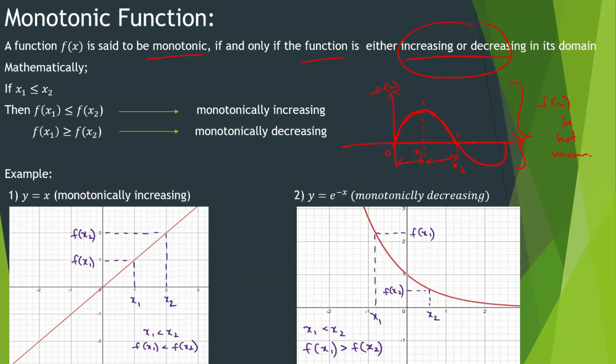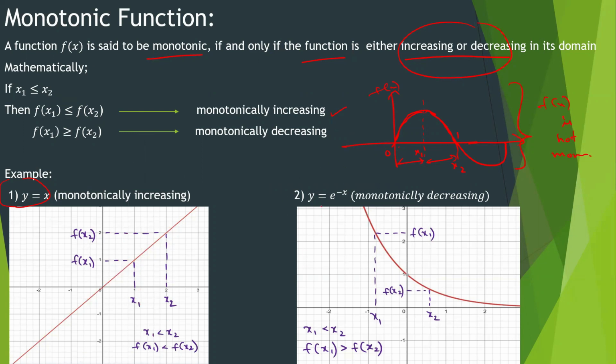Let us take another example. Suppose you see the graph y equals x, this was increasing, right? An increasing function. In order to say the function is increasing, if x1 is less than or equal to x2, my function f of x1 should be less than or equal to f of x2. Then we can say it is monotonically increasing. So this was the example for that. This was my x1 and this was my x2, and you see my x1 is less than x2.